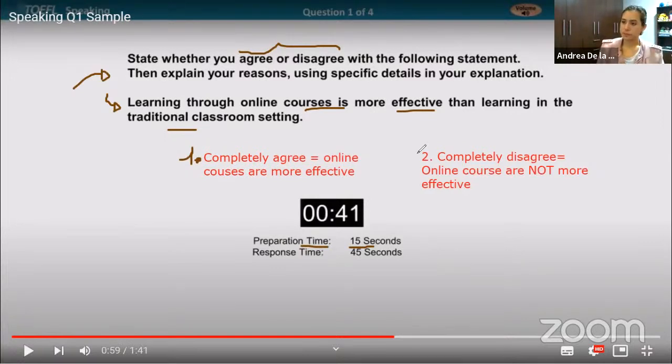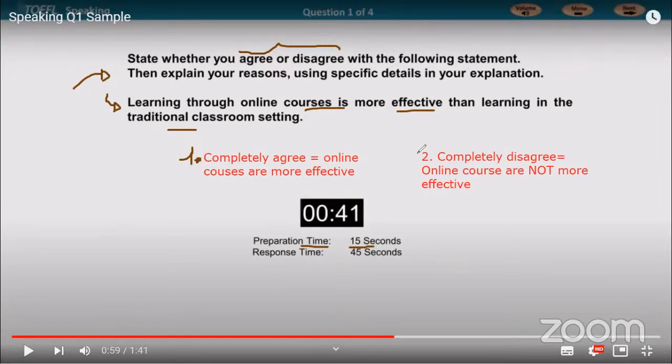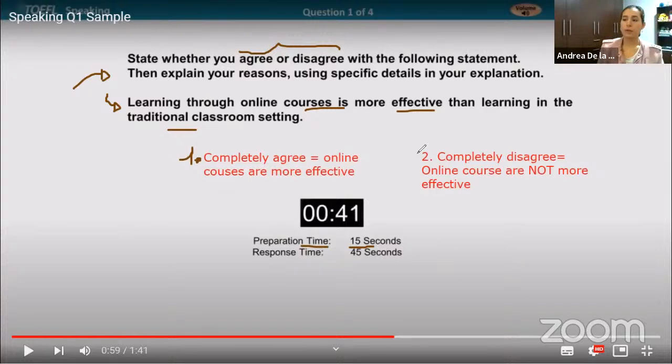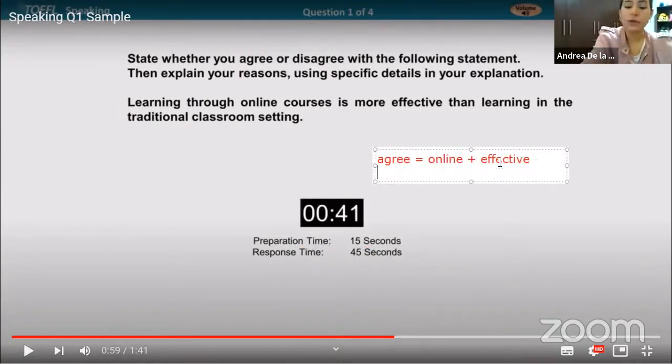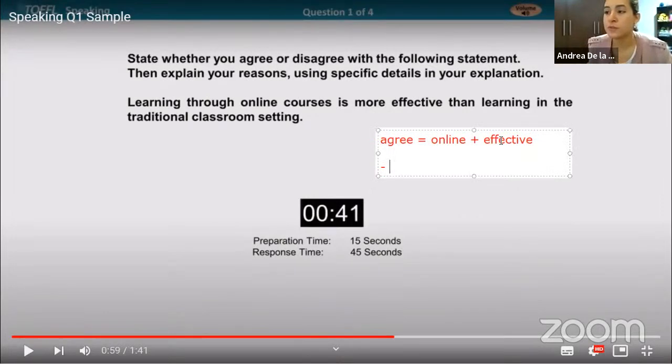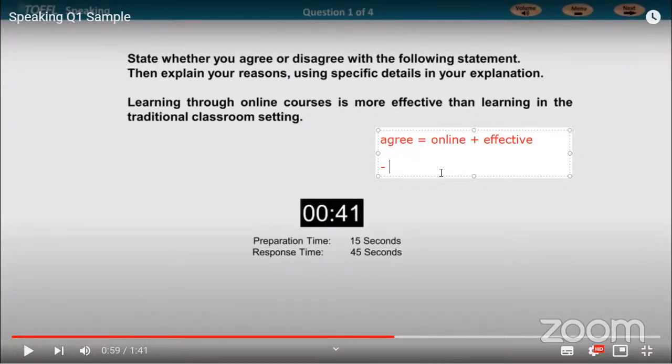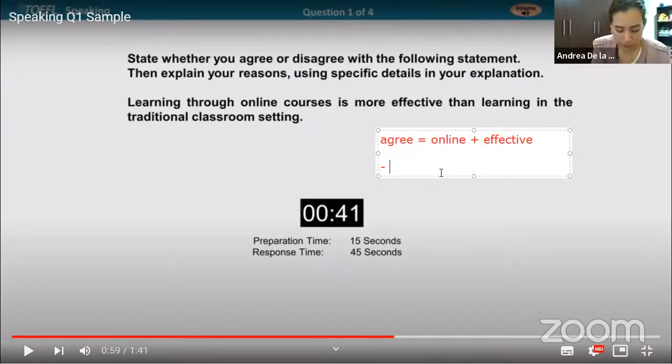What option should we choose? Completely agree. Completely agree. So we're going to say that online courses are more effective. So you think about your answer, you say, yes, I agree. Online is more effective. And then what you guys need to do is think of one or two reasons to support this point. So you need to ask yourself, why would online courses be more effective? Can you guys think of a reason of why they are more effective? Flex time. Okay, save time, that's correct.